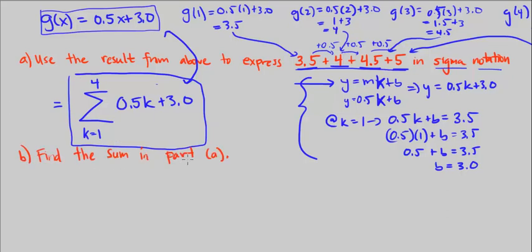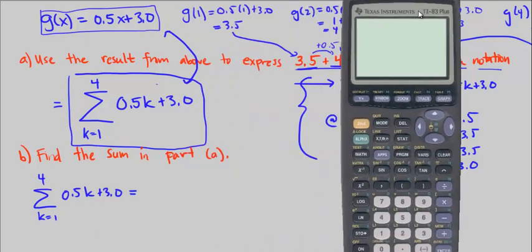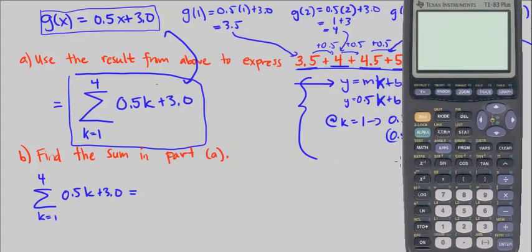Find the sum in part A. Well, what is this sum? Let's go ahead and write that out. From k is 1 to 4, 0.5k plus 3.0. Find the sum means to evaluate this. So I can add up these numbers, or I can use this. Let's go ahead and use our calculators. I'm going to pull my calculator here, and I'm going to use my program sum plus.